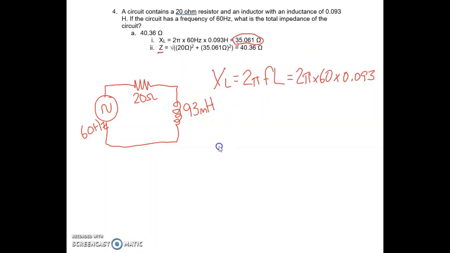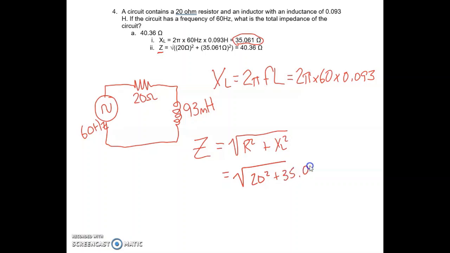Now we can solve for impedance. Impedance is the square root of R squared plus X sub L squared equals square root of 20 squared plus 35.061 squared, and that equals 40.36 ohms.